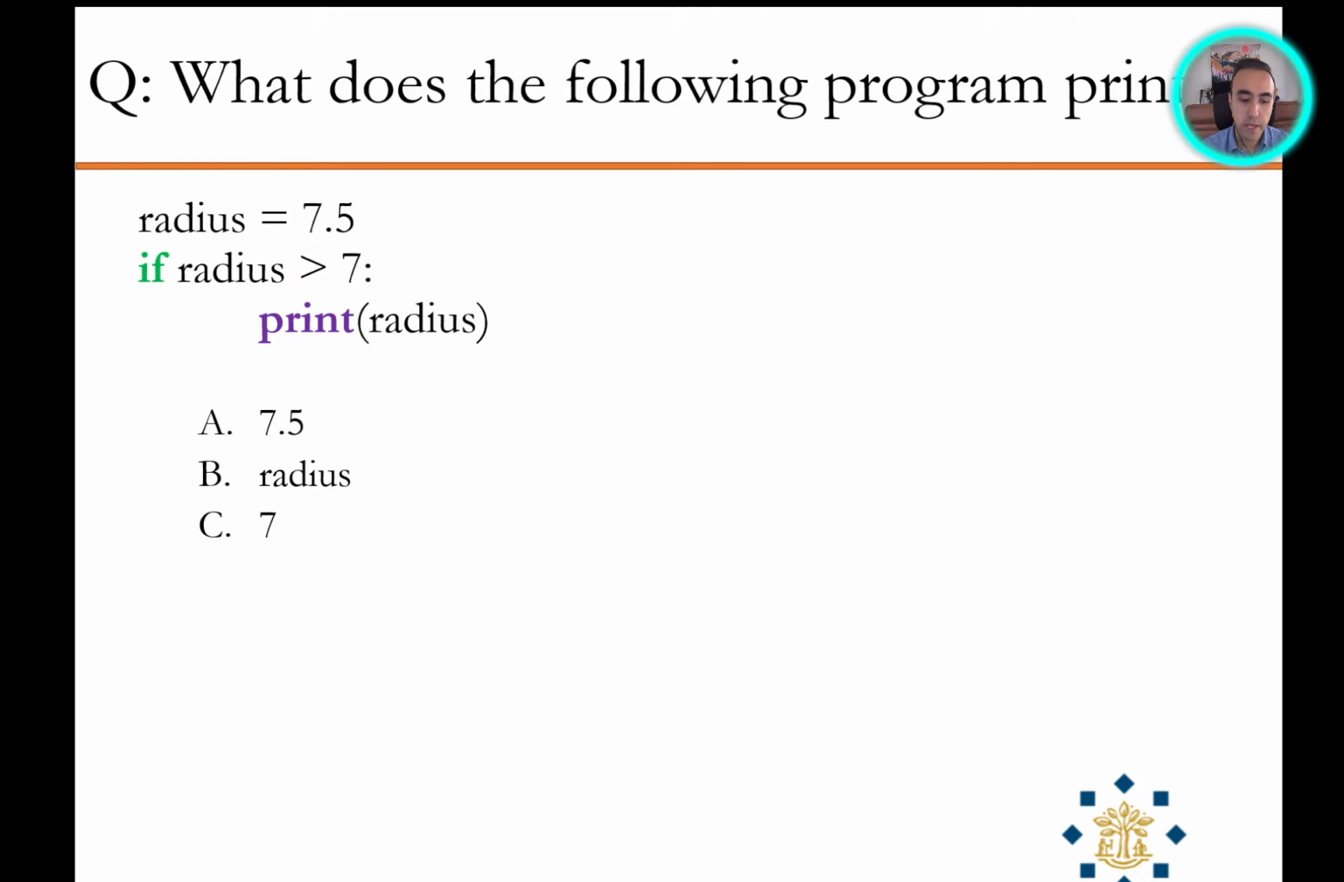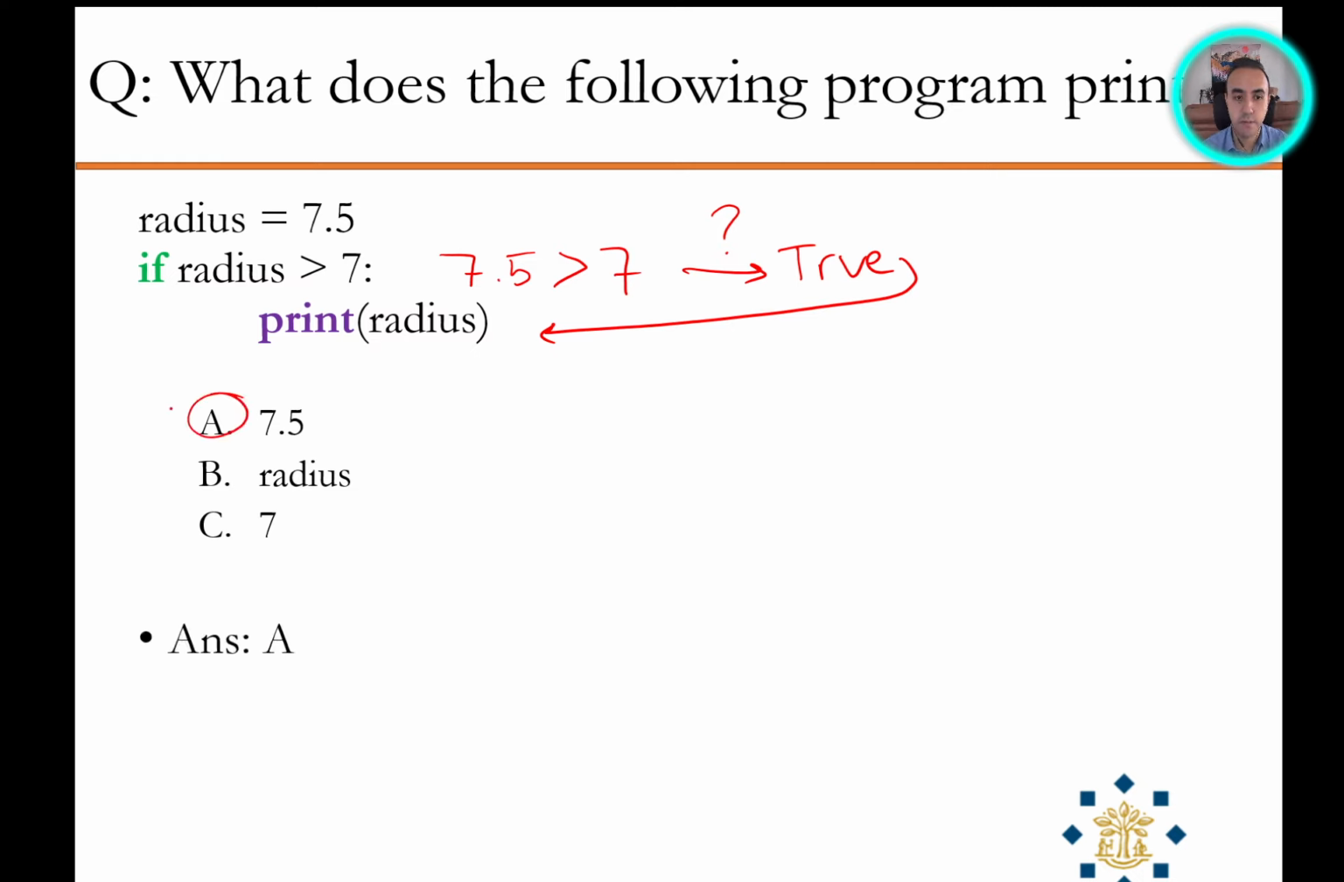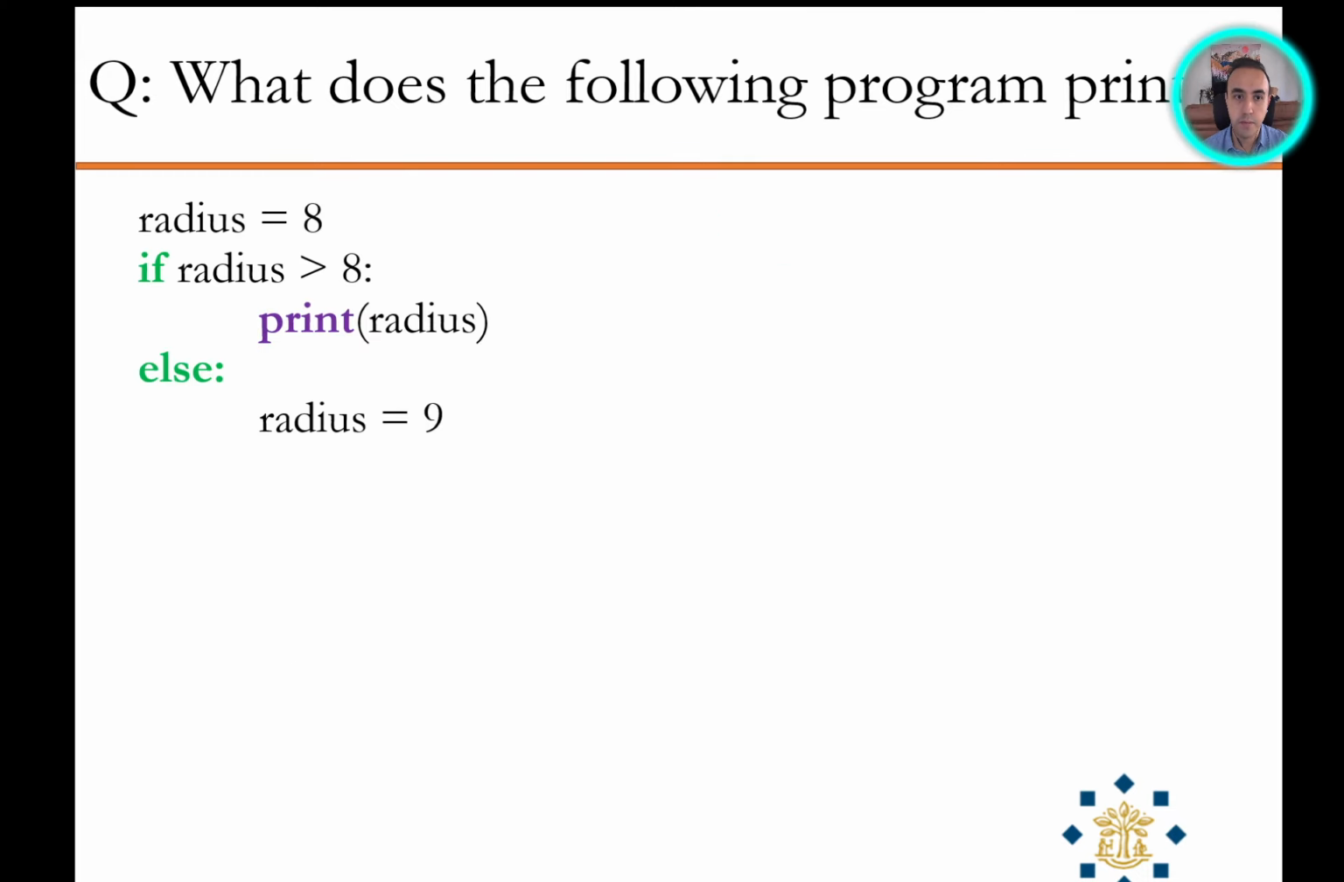All right, let's see. We have radius 7.5. If 7.5 greater than 7, question mark, is it? Yes. True. So if true, we are in there, and what we print is, we print radius, which is 7.5. Okay. All right, so another, what does the following program print? So we have radius. If radius is greater than 8.